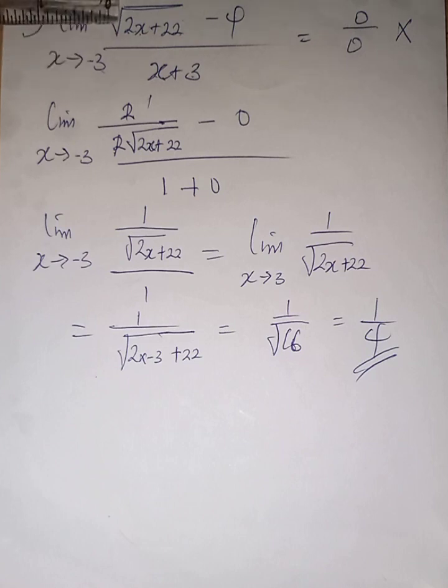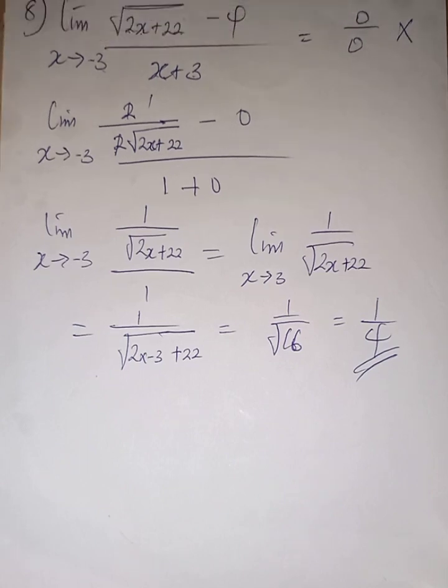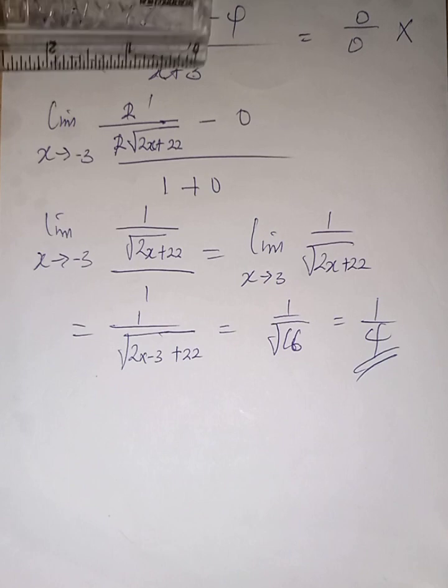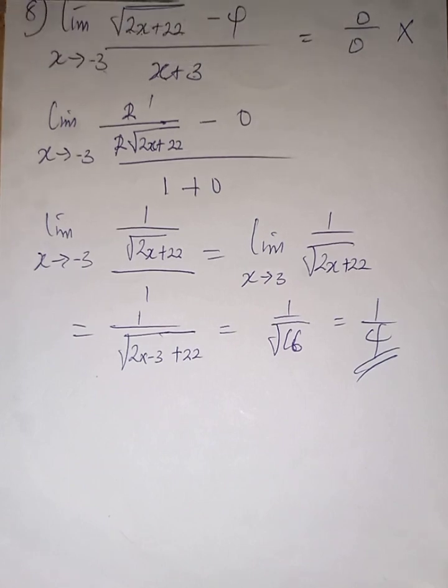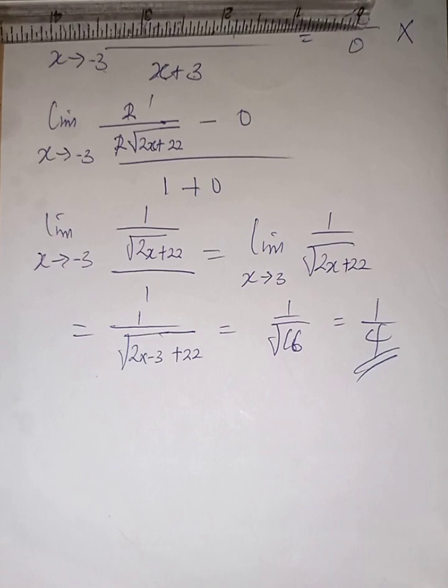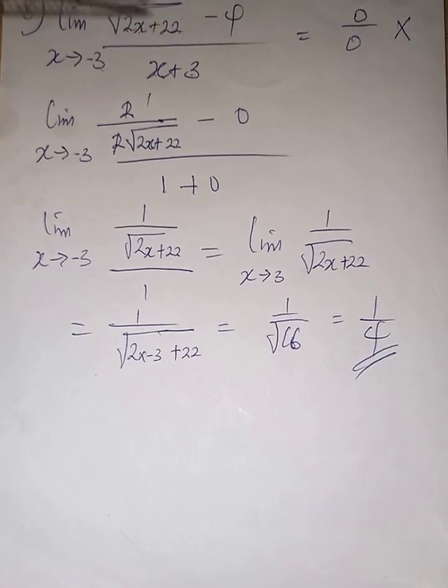First, put s as minus 3. We have 2 times minus 3, that is minus 6, plus 22 is 16. Root 16 is equal to 4. 4 minus 4 is 0. Minus 3 plus 3 is 0. We get 0 over 0 if we substitute the values directly, so this is not correct. The next thing is to differentiate both sides.